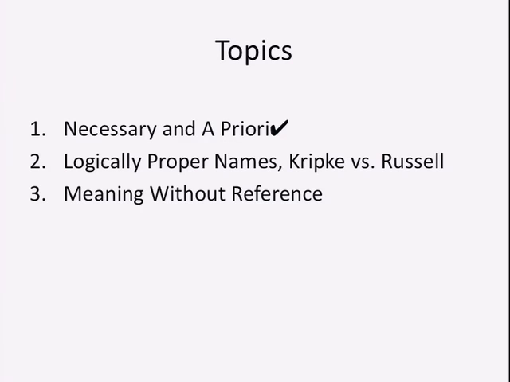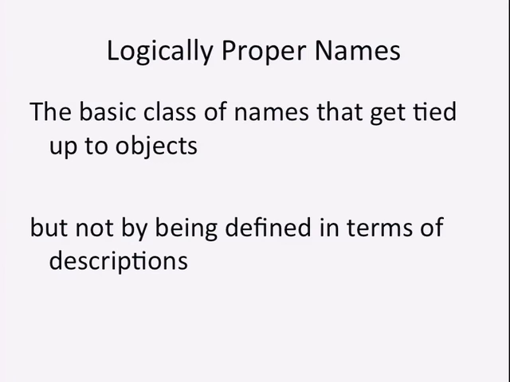Okay. Kripke versus Russell and logically proper names. So remember when we were talking about proper names, and if you follow me through all this, you will really have the current state of the art, it seems to me. Russell's point about proper names was that there's got to be a basic class of names that aren't descriptions, that aren't equivalent to descriptions. Whether or not there are general terms, there have got to be singular terms, and those singular terms can't themselves be phrases like descriptions. So there's got to be a basic class of names that gets tied up to objects, but not by being defined in terms of descriptions.